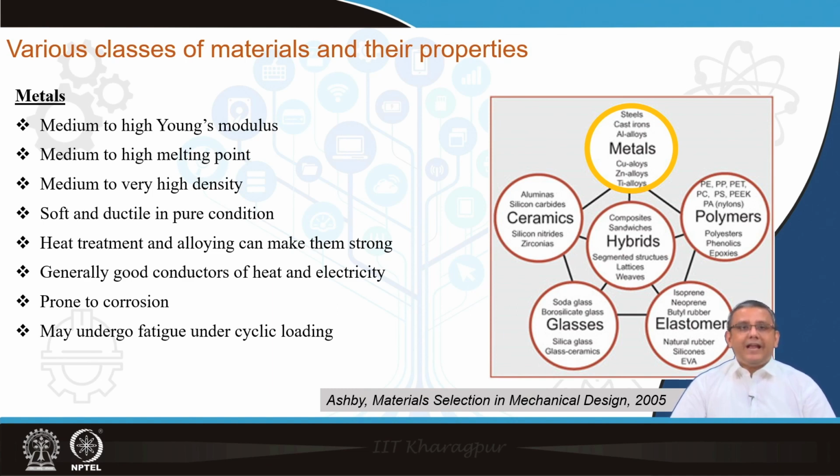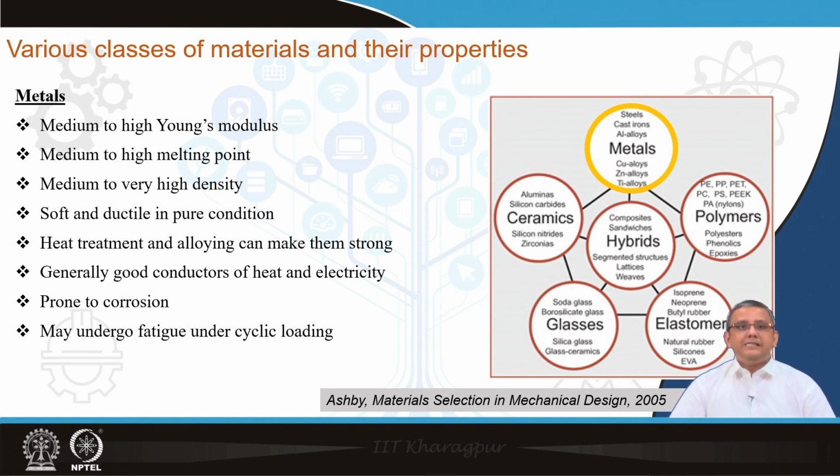Also, the bond strength of the metallic bond is lower than the ionic bond and the covalent bond, and that is why the metals typically possess lower Young's modulus and lower melting point than ceramics. However, there are some metals like, for example, tungsten, which has an extremely high melting point, more than 3400 degrees Celsius, and there are also other metals like silver.